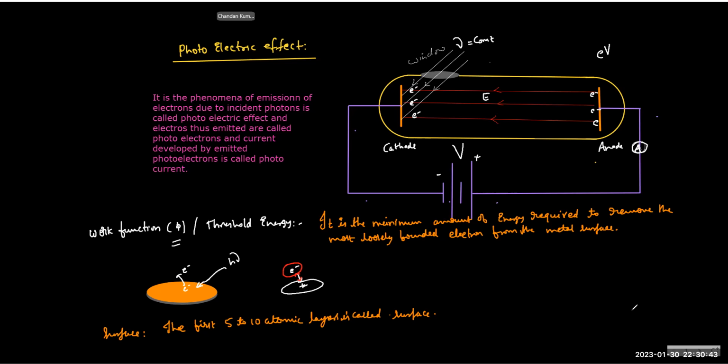So stopping potential is the minimum reverse potential that must be applied to stop the fastest moving electron from reaching the anode. What does it mean? It is the potential applied to stop any electron from reaching the anode. Correct. It means to stop the photocurrent.